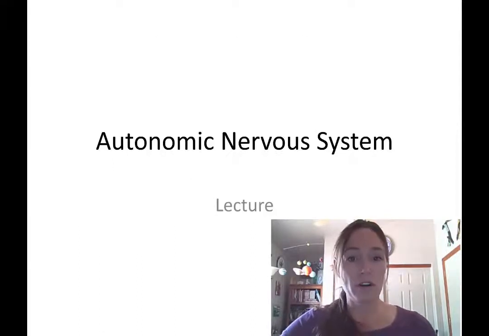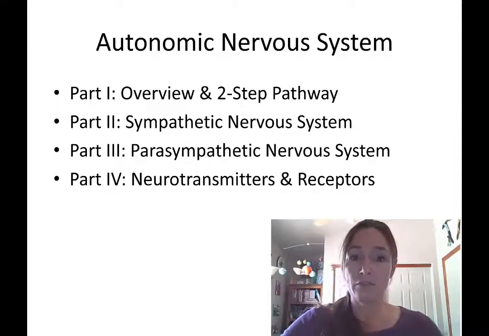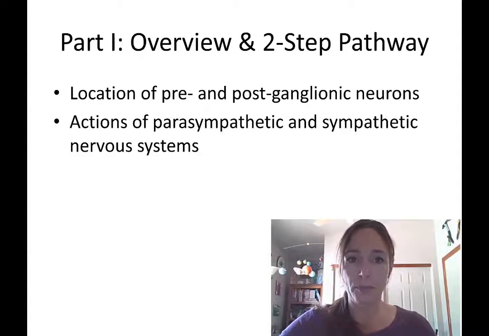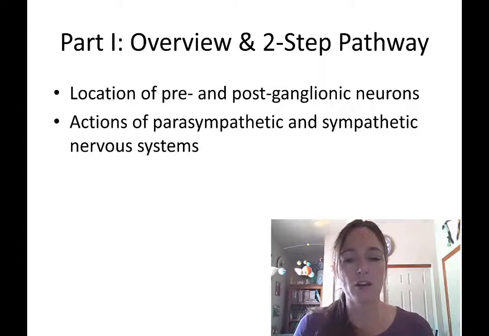For the autonomic nervous system, we have these 4 parts that we're going to go through. The 2-step pathway and the basic overview. For the overview, I want you to know about the parasympathetic and sympathetic nervous systems in general, and then we'll go through them a little more technically in the following conversation.